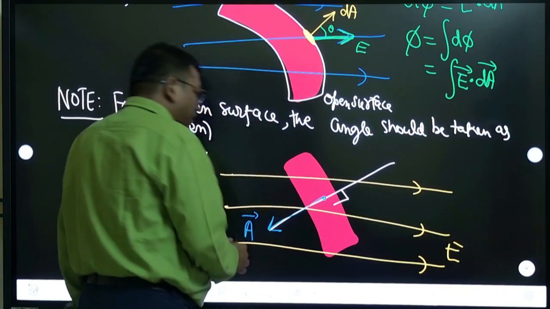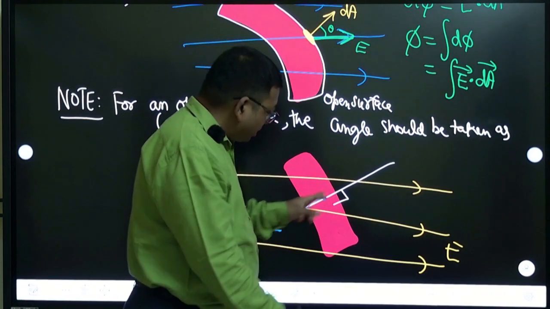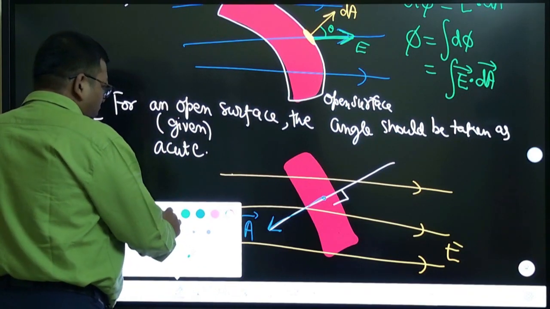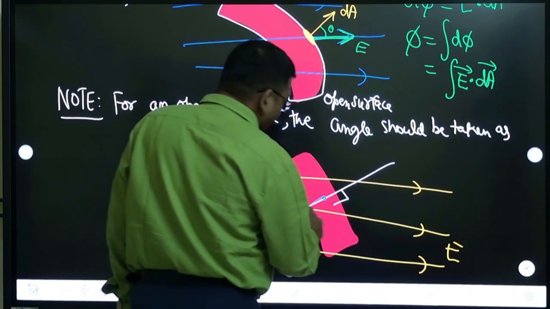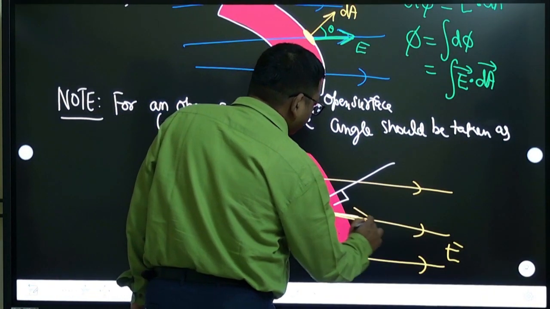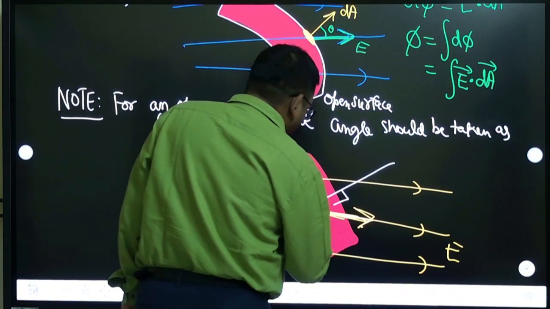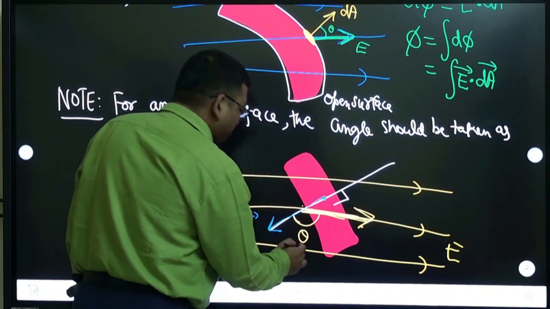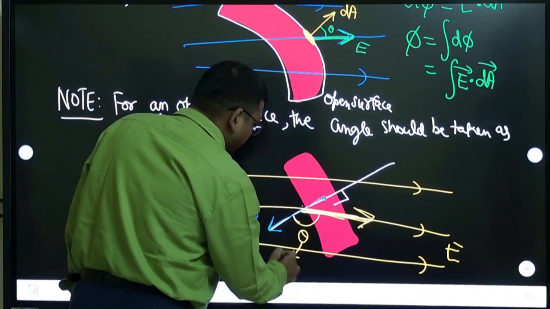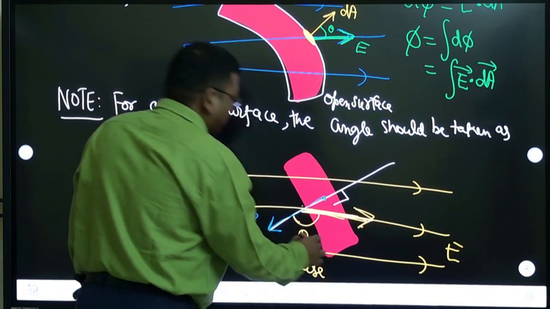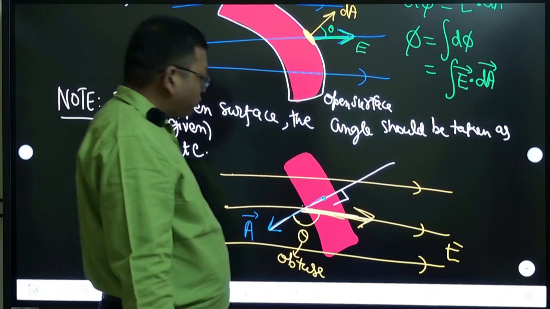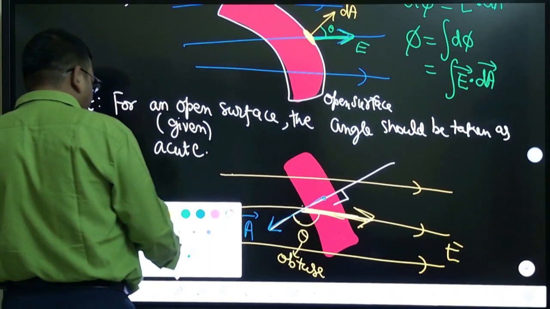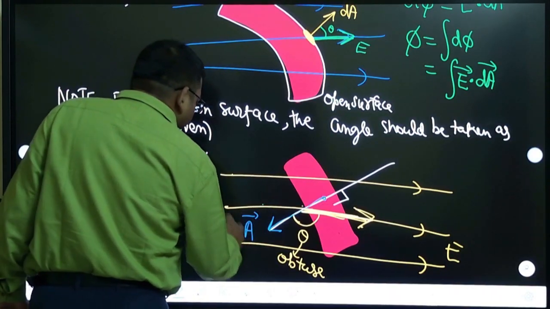If you take this direction area vector, then the angle between the field and this area vector will be how much? Because this is the direction of the field, right? This is the area vector. So this angle will become an obtuse angle. Yes, correct. So you should not take this area vector. You should reject this approach. We cannot take this area vector.